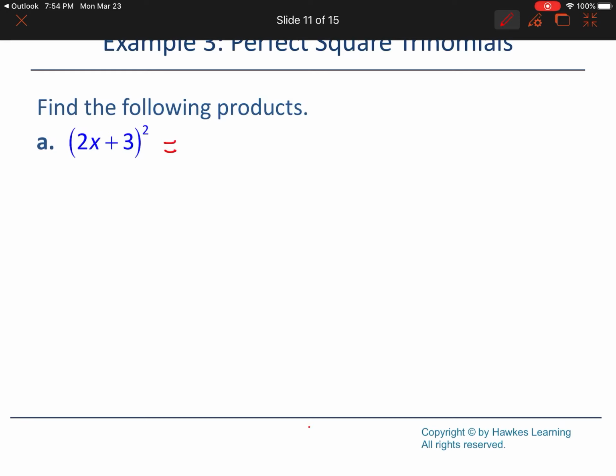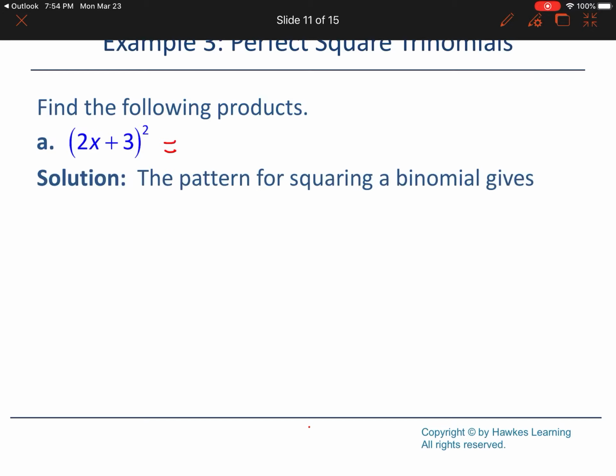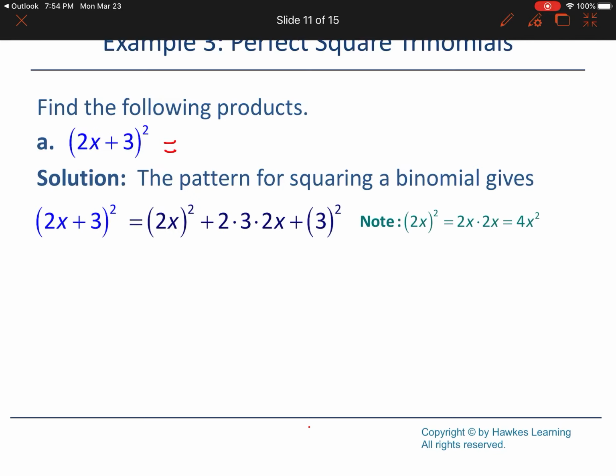So we are going to do this like it is, like in that pattern, right? So we have the first one, the 2x, that's going to be squared, right? And then we have 2, there's our 2. And then we have the 3 and the 2x, right? So 2 times 3 times 2, that's going to be 12, right? Times x. And then the 3 squared. Let me get that out of the way.